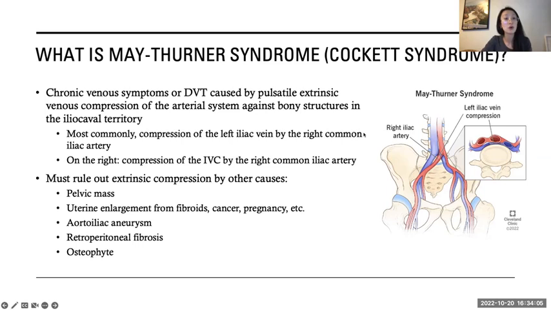And that's usually against a bony structure in the iliocaval territory. So most commonly against the spine, and we can see an example of that here on the right. It is important when thinking about chronic venous compression that we rule out other causes of extrinsic compression: pelvic masses, uterine enlargement, aortoiliac aneurysm, retroperitoneal fibrosis, or osteophytes.